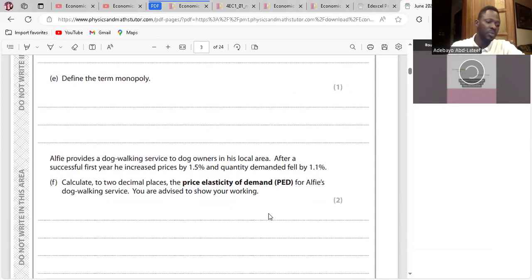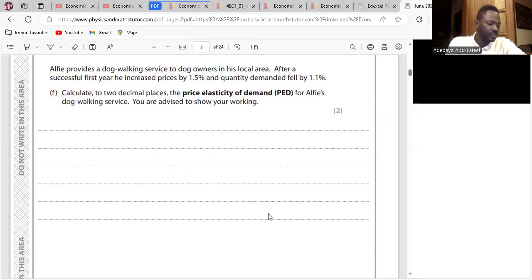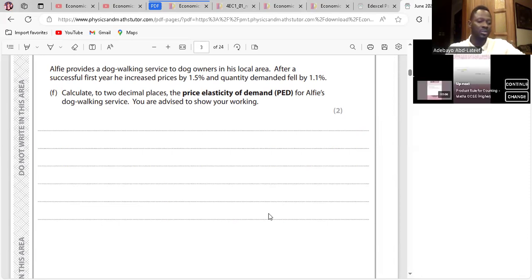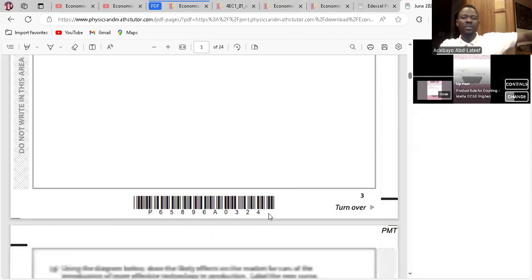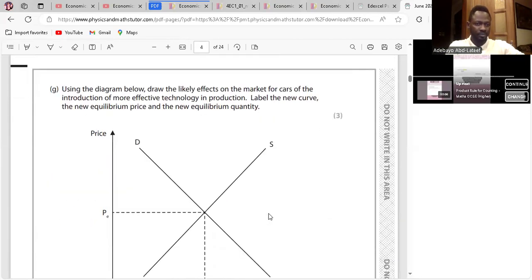Define the term monopoly. Monopoly is a market structure where there is one dominant firm producing goods or services. Clear? Go to question F. Calculate to 2 decimal places the price elasticity of demand. Price elasticity of demand is the percentage change in quantity demanded over the percentage change in price. The quantity demanded here decreased by 1.1, that is minus 1.1% divided by 1.5%. It gives us negative 0.73. Did you get that? Yes. So move on to G.